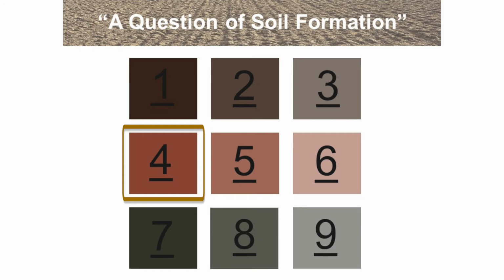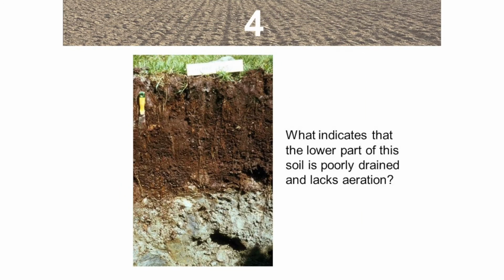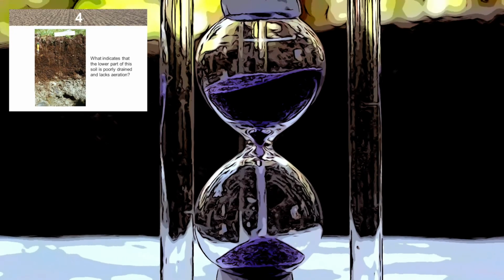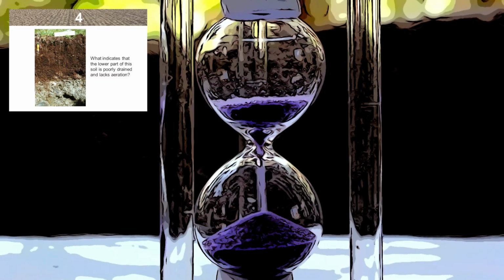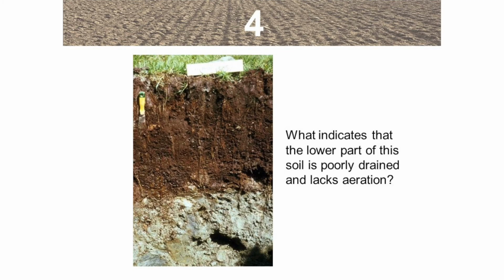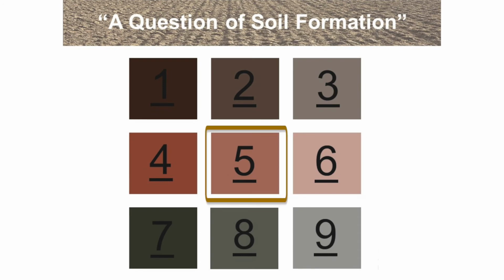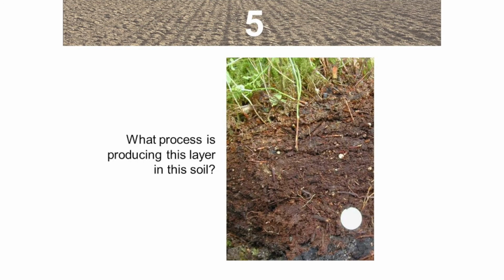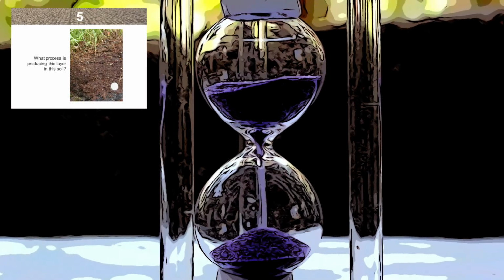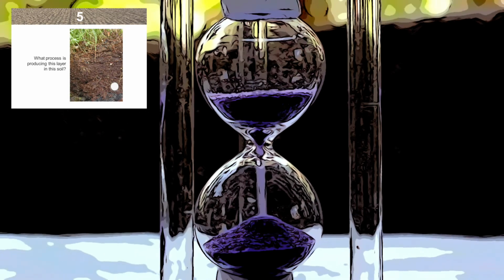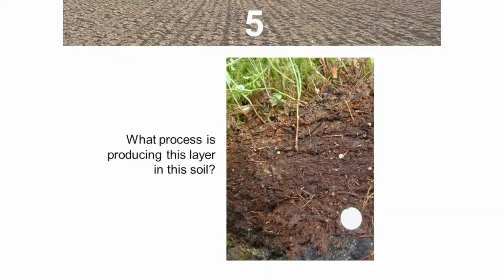Question 4. What indicates that the lower part of this soil is poorly drained and lacks aeration? Answer. The grey colour and the orange-brown mottles and the fine texture. Question 5. What process is producing this layer in the soil? Answer.